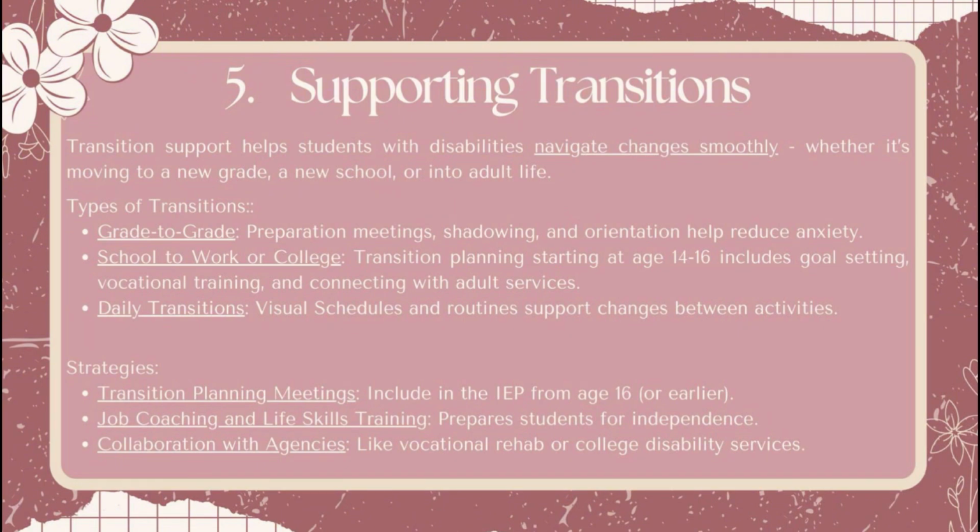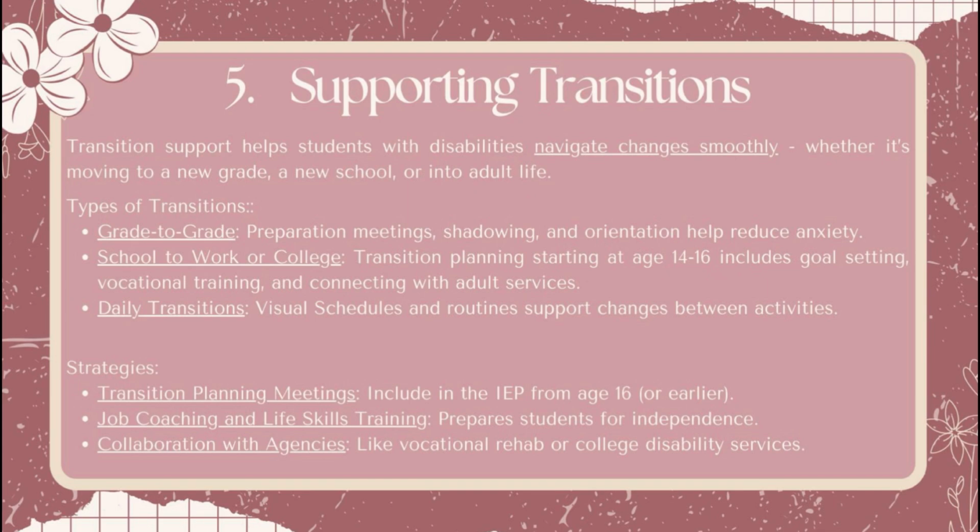Next is job coaching and life skills training. Prepare students for independence. For example, a high school student with an intellectual disability learns how to follow a bus schedule, handle money, and clock in at a part-time job with the help of a job coach. They also attend weekly life skill classes focusing on cooking and hygiene.